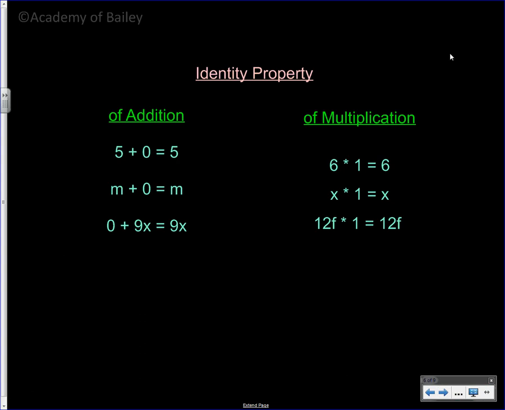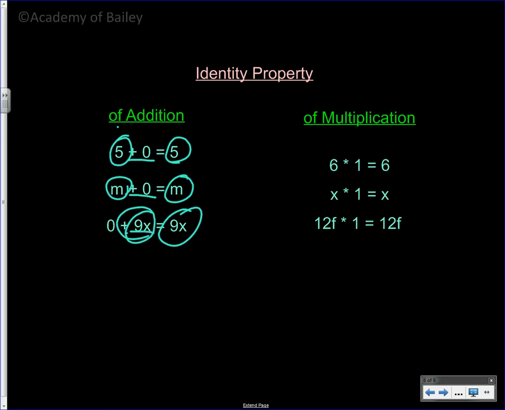The identity property of addition says if you add 0 to any number, you get that number. You can add 0 to m and still get m. You can add 0 to 9x, and if you notice, it looks like 0 plus 9x. It looks like you're adding 9x to 0, which you are, but you should also be thinking that you're adding that 0 to 9x. Just make sure you realize you're adding that positive 0. You're adding 0 to positive 9x to get the same thing.